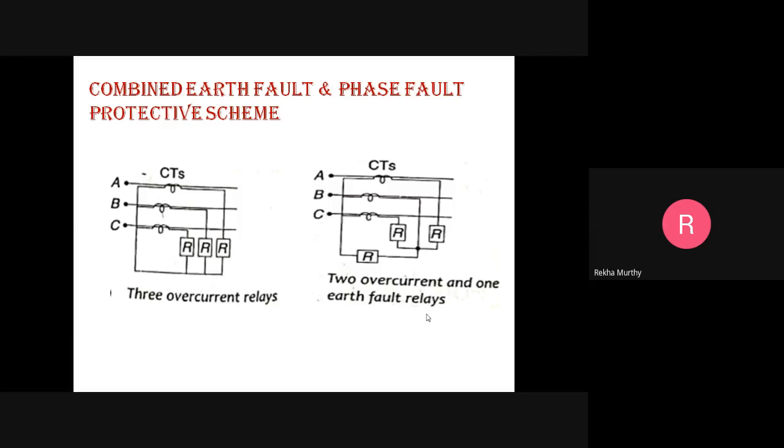Burden value indicates the MVA capacity. Burden is usually expressed in MVA. That is nothing but a loading capacity, how much load the CT is able to handle. That completes all these different schemes.